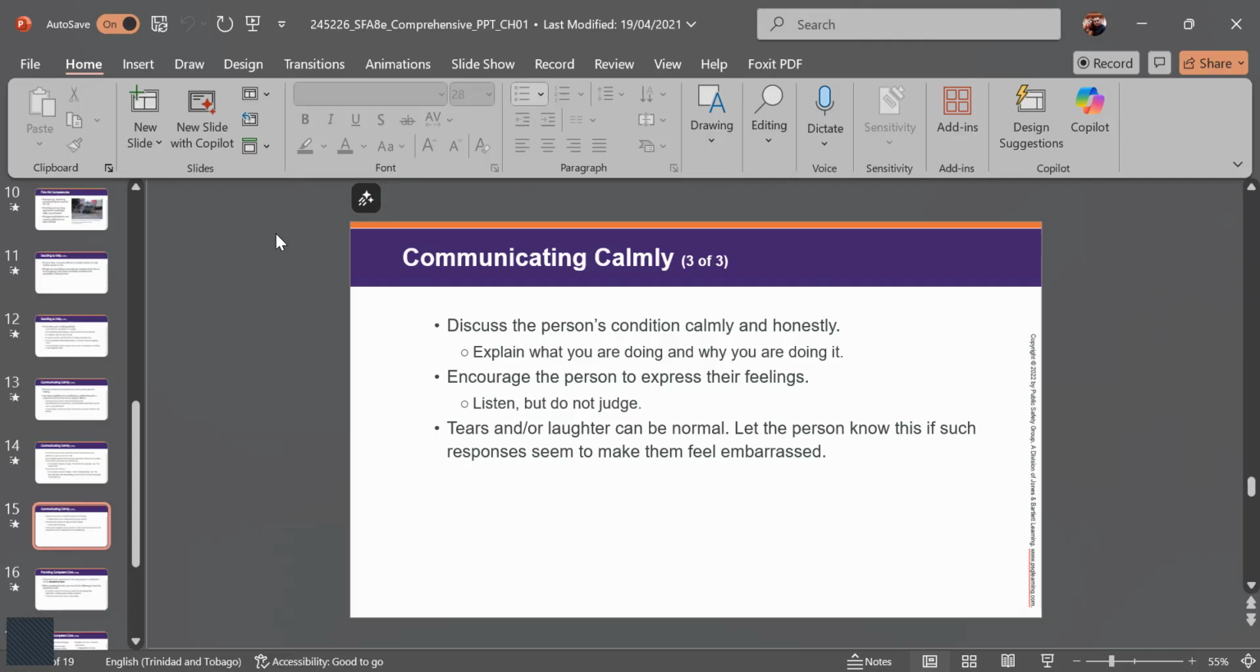Encourage the person to express their feelings. Listen, but do not judge. Ask them if they want to talk about it, because sometimes the person speaking and expressing how they feel after a while can help to calm them down. Okay? Tears and laughter can be normal. Let the person know this. If such responses seem to make them feel embarrassed, let them know that's okay.